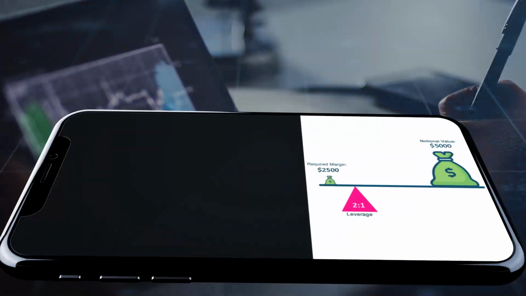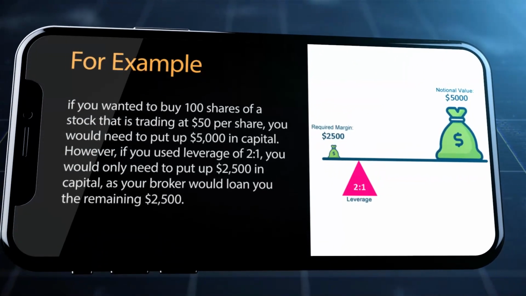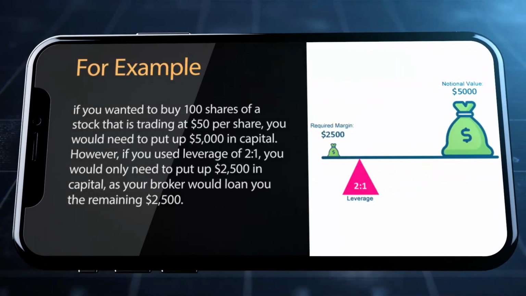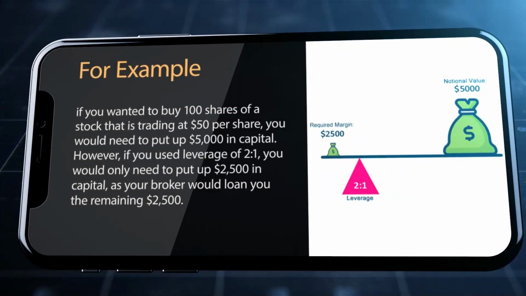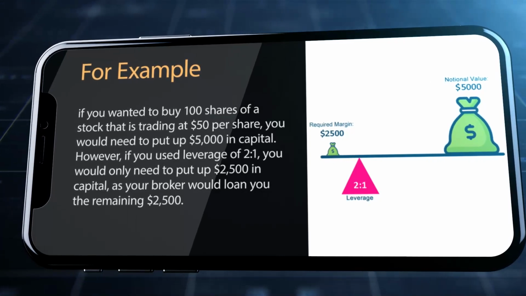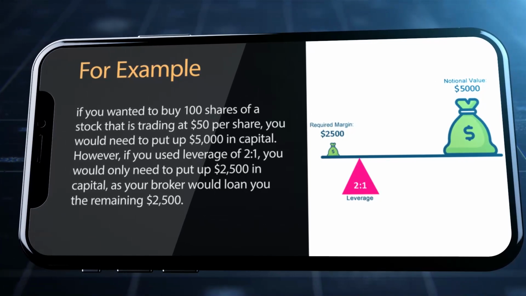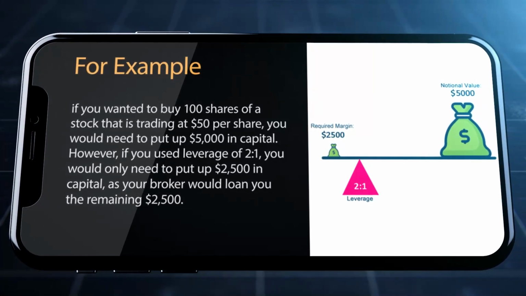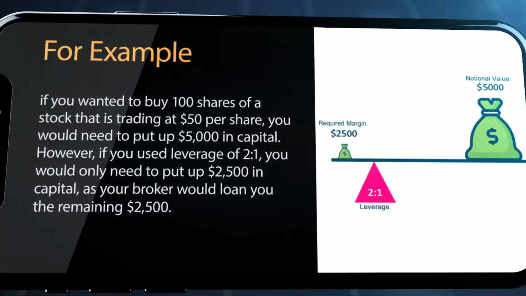For example, if you wanted to buy 100 shares of a stock that is trading at $50 per share, you would need to put up $5,000 in capital. However, if you used leverage of 2 to 1, you would only need to put up $2,500 in capital, as your broker would loan you the remaining $2,500.